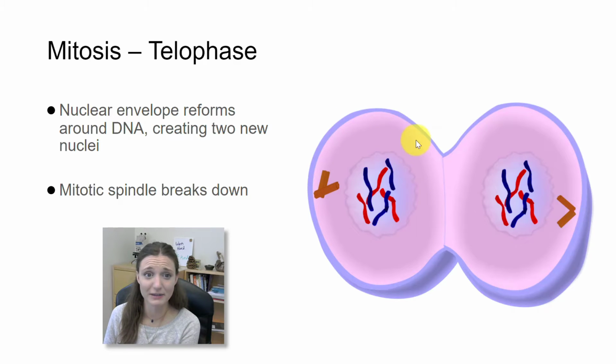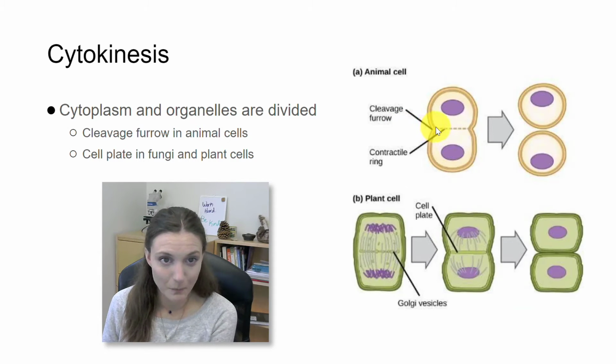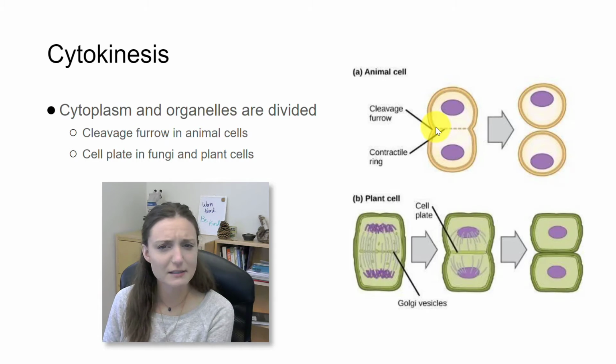So now we have to divide the rest of the cytoplasm, all the organelles that are in here. Remember, they're kind of shoved off to the side. They're out of the way so that we didn't interfere with the DNA. Now, we got to go through cytokinesis. We got to separate those cytoplasms. So cytokinesis happens slightly different in animal and plant cells. Let's talk first about animal cells.